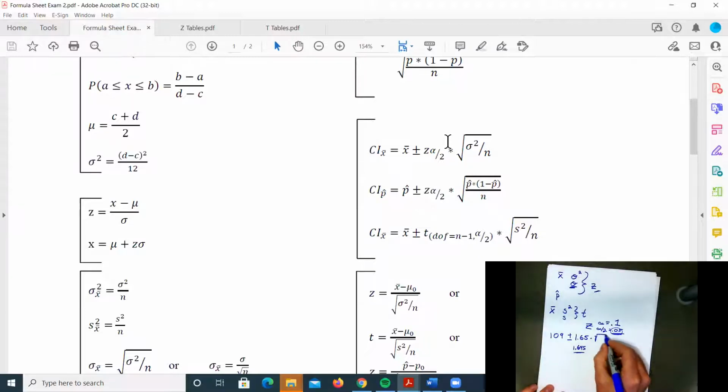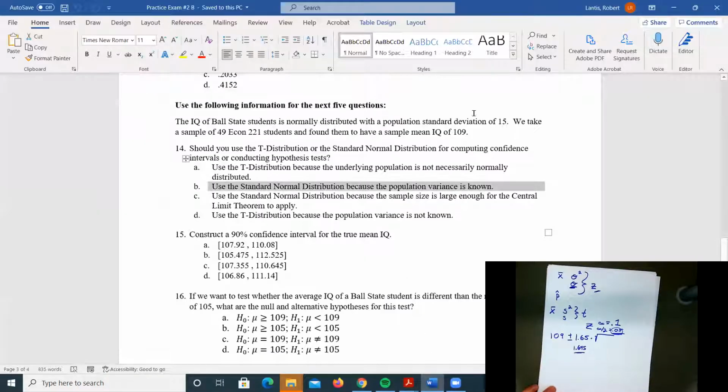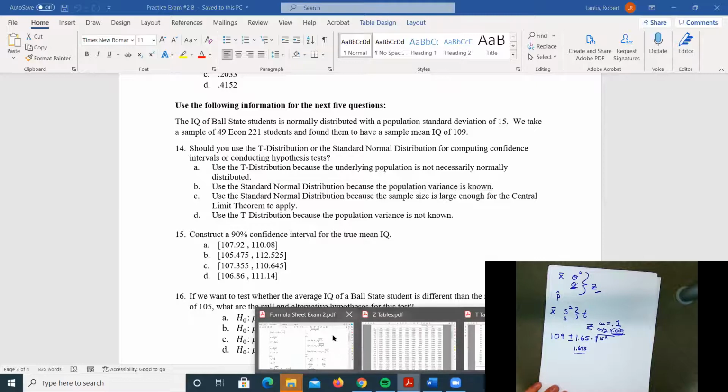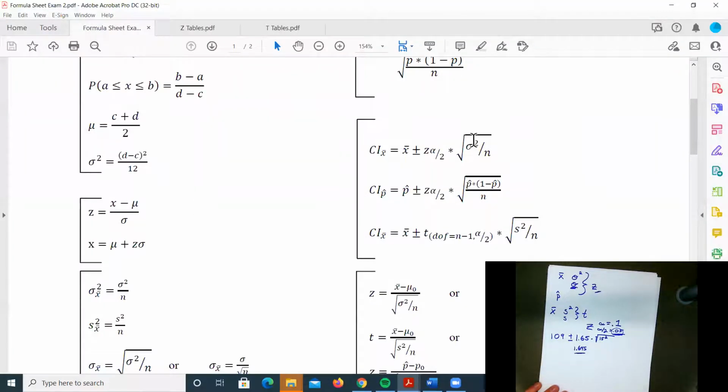We'll take the square root of our population variance over our sample size. Well, if we look at the original problem, we were only given a population standard deviation. In the formula sheet, we had sigma squared, but all I really have here is the standard deviation. So all I have is sigma. So when I'm plugging this in, I can put in that 15, but I have to remember that I still need to square that value because I don't have the variance. All I have is the standard deviation, or all I have is sigma.